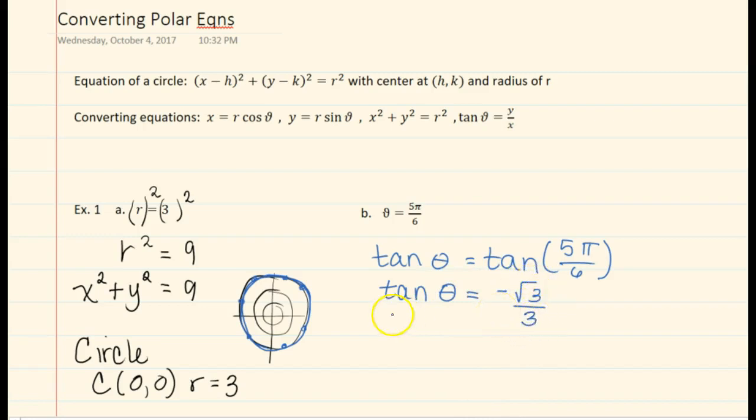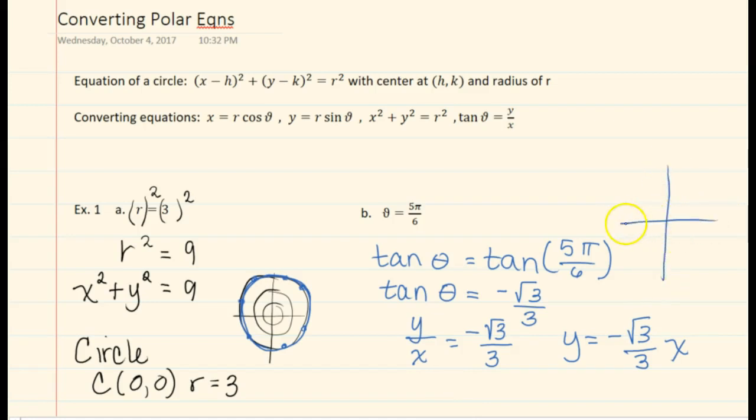Remember that tan θ is y over x, so changing that we get y/x = −√3/3. Now we have an equation with x's and y's only, so we have a rectangular equation. Solving for y, we have y = −(√3/3)x. This is in the form of y = mx, where m is the slope of a line. So θ = 5π/6 is a line with the slope of −√3/3 going through the origin.